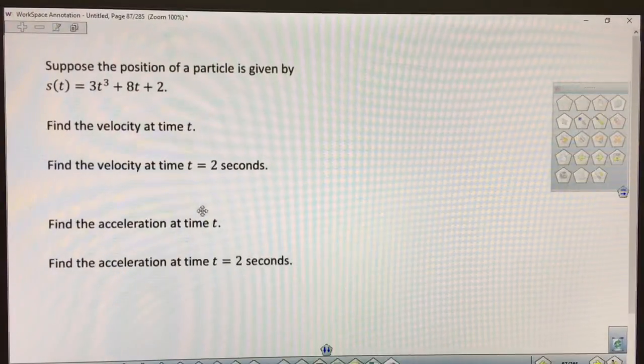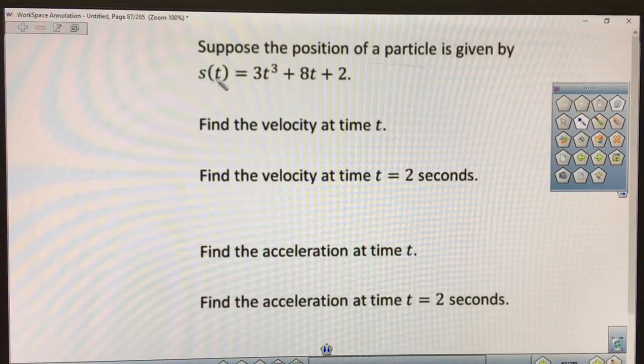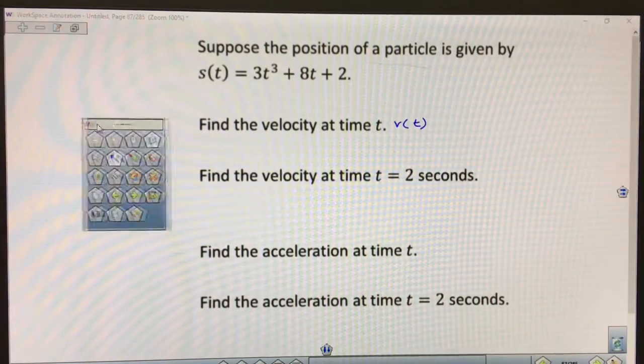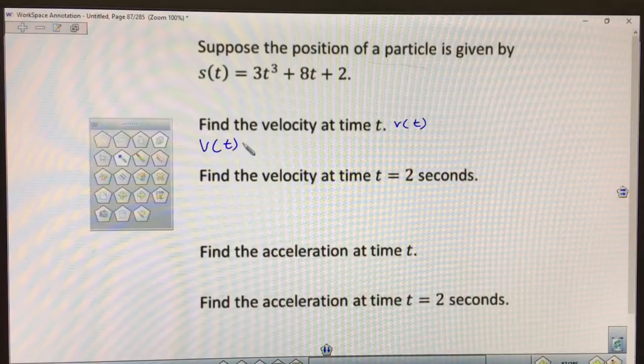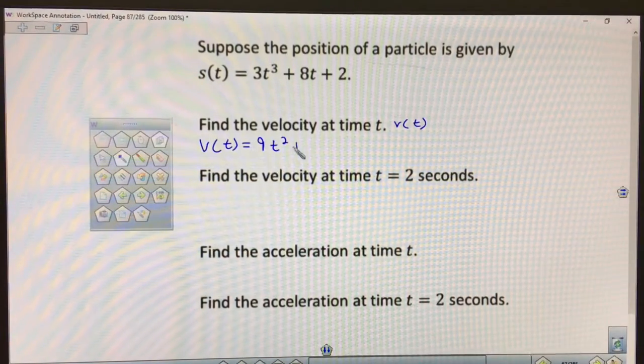She had to do that also for velocity. That was different. These aren't that bad. The position function is s. Velocity is v of t. And all you do to get the velocity, v of t, is take the derivative. So the derivative of that is 9t squared plus 8.